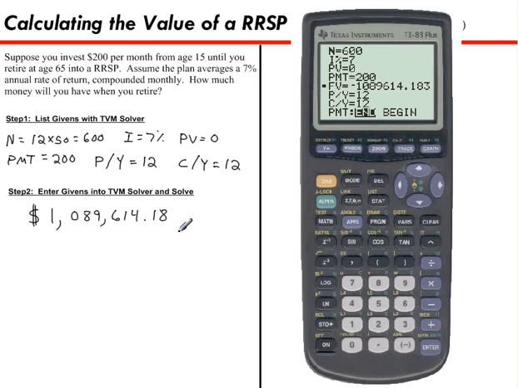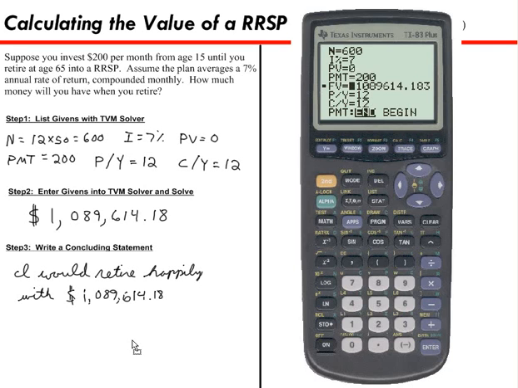Let's add a concluding statement. My concluding statement just says, I would retire happily with $1,089,614.18.